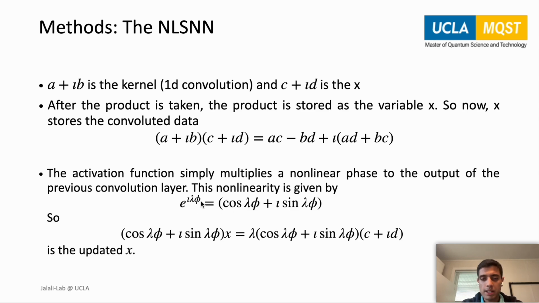So the nonlinearity basically multiplies e to the iota lambda phi, where phi can be calculated as the absolute value squared of the convoluted data, whereas lambda can be set to be trainable or non-trainable. In our model, we set lambda to be trainable. That results in the updated X.